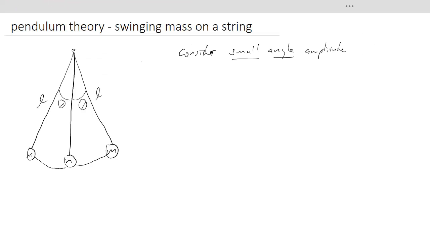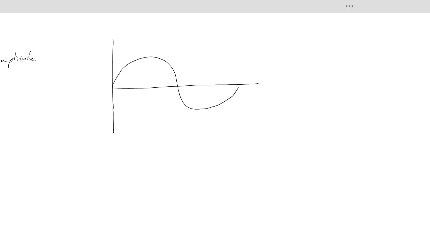The small angle approximation says sine of theta is approximately theta, and cosine of theta is approximately 1. That's for very small values. And we can look at it over here. If I graph, here's my sine, x equals sine of t, and that would be pi, and that would be 2 pi.